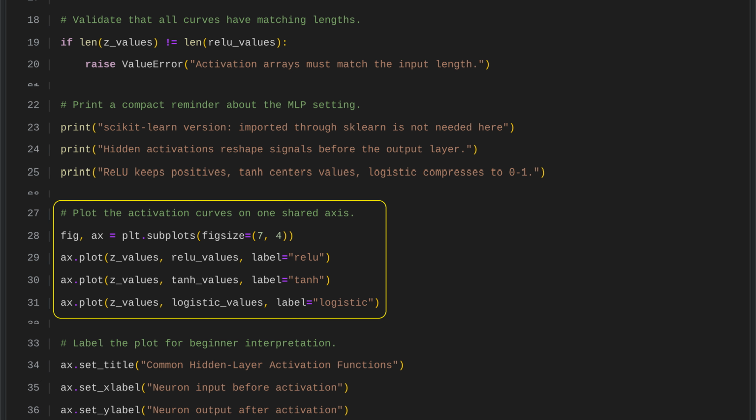A plot is created to compare 3 activation functions on the same set of input values. The ReLU, tanh, and logistic outputs are each drawn as separate labeled lines, making it easy to see how each function transforms the input signal.